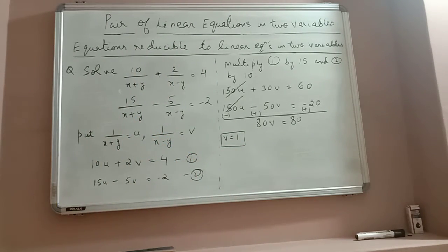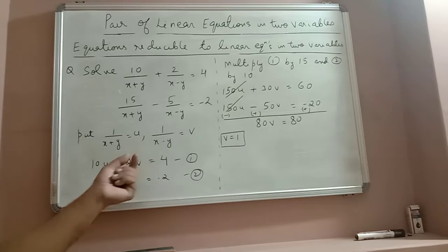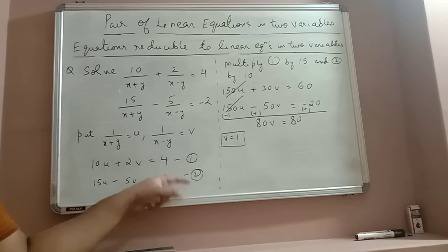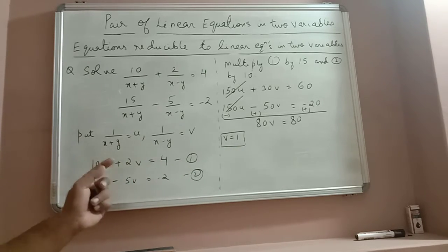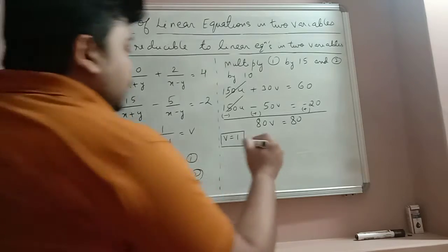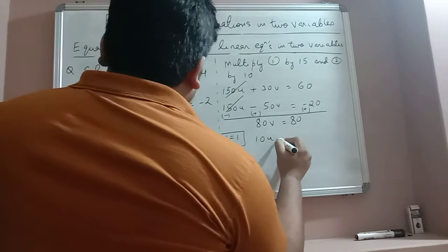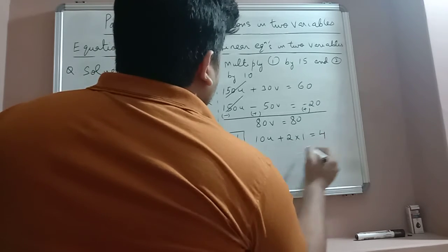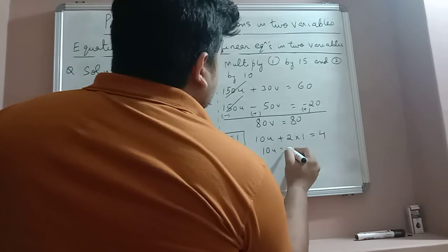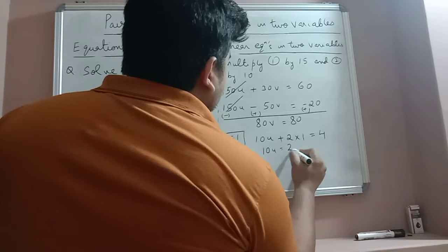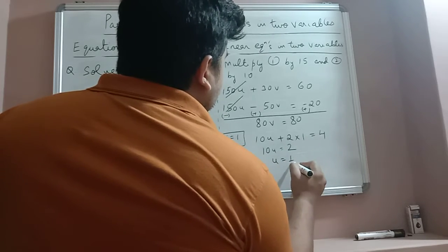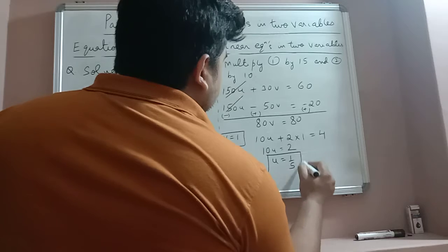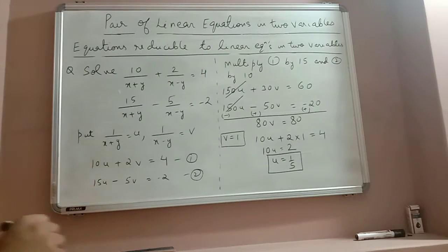Now since we have found v to be 1, we can put it in either the first or second equation in order to get the value of u. So let us find the value of u. 10u plus 2 times 1, that is v, equals 4. 10u equals 4 minus 2, that is 2. u becomes equal to 1 by 5. So we have found the value of u and v.